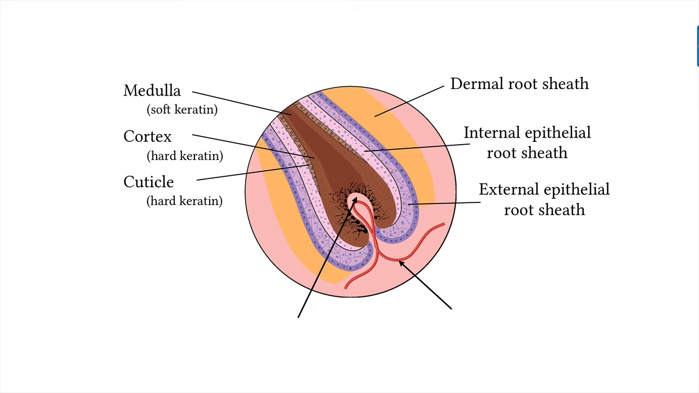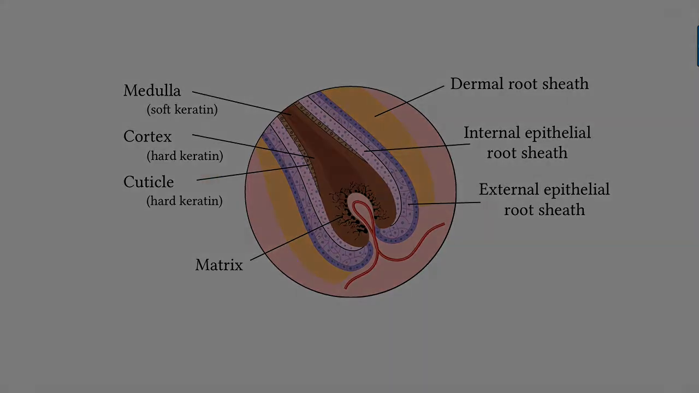Now, right on top of that is the matrix. This is a mass of undifferentiated cells, meaning they have not specialized. As the matrix produces more cells via mitosis, they will begin to differentiate into special cells so that they can become part of one of the hair regions, medulla, cortex, or cuticle. Then those cells will keratinize to form hard or soft keratin, depending on what type of hair layer they are part of. If the matrix of a hair is destroyed, the hair will no longer grow.